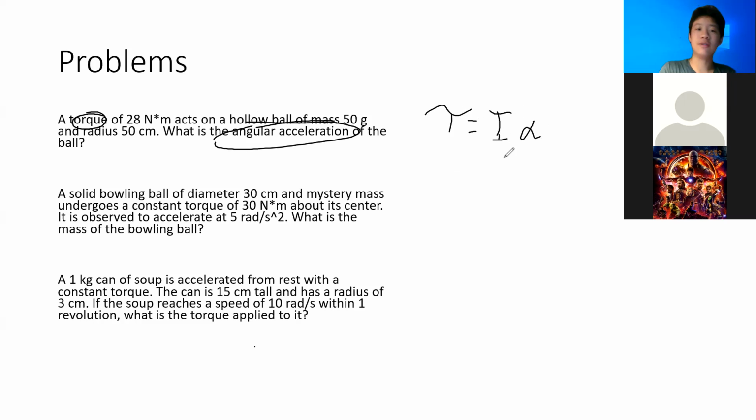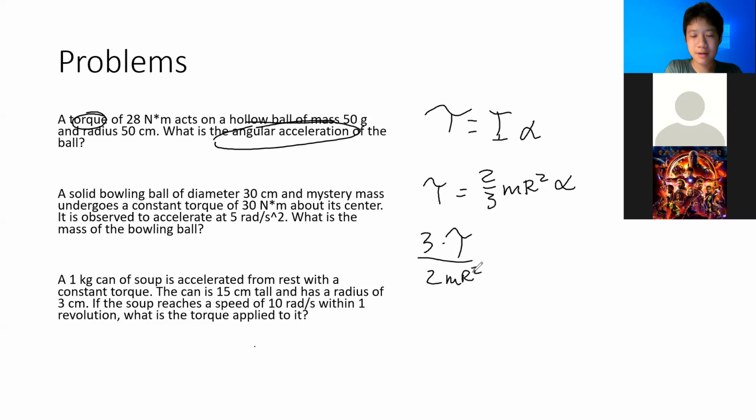For inertia, we're not really given the specific inertia of the object, but we're given the information we need to solve for the inertia. It says it's a hollow ball, which means the inertia will be 2/3 times mr squared. And we just plug this into the equation. Then we get tau, that's the symbol, times 3/2 mr squared equals angular acceleration. And you should get 3360 radians per second squared. And that is not very realistic at all, but that's how it works.